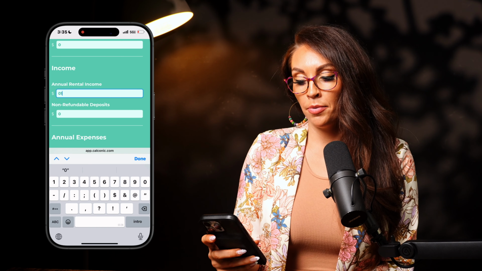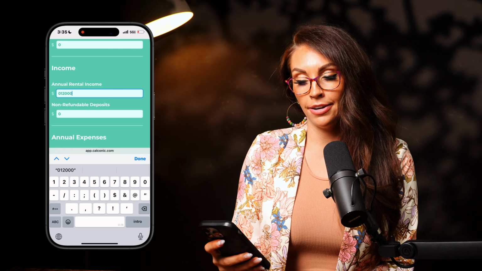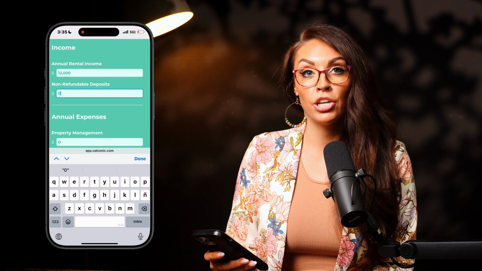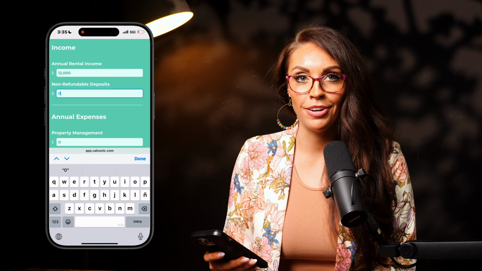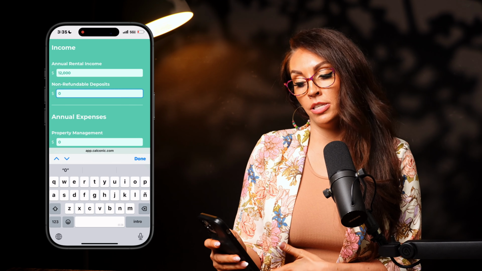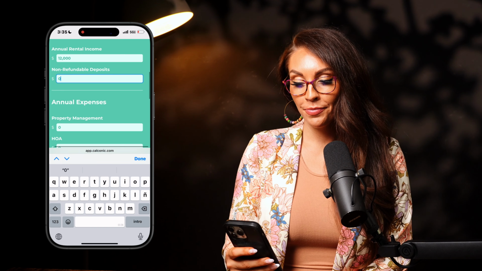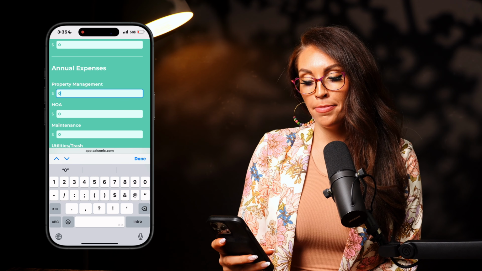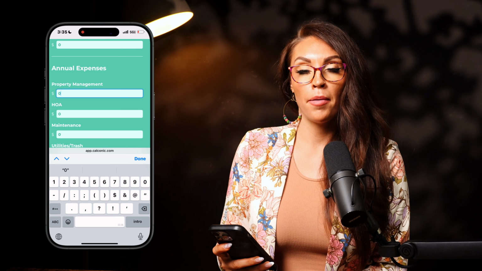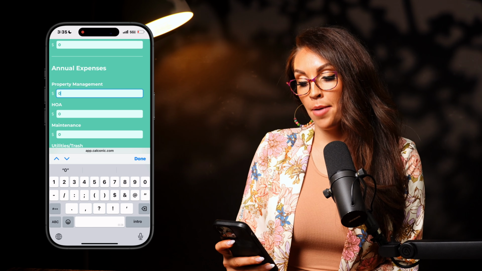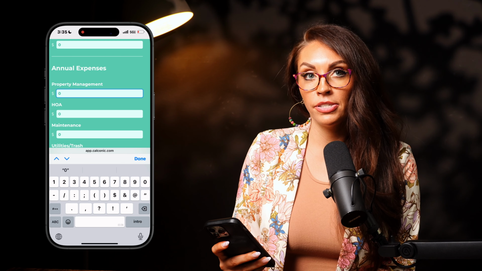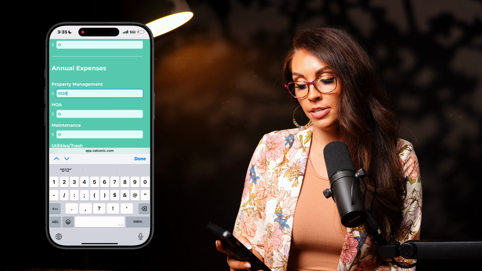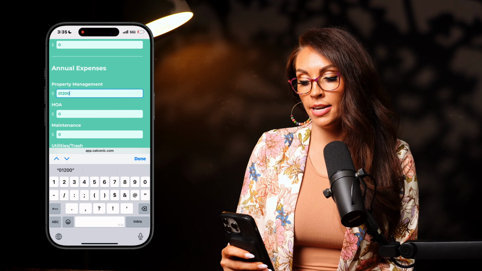So annually, that would be $12,000 a year for easy math. Non-refundable deposits are going to be any portion of a security deposit that is automatically non-refundable that you're going to keep. That way there's a spot here for you to clock that as income. I'm going to leave it as 0 in this case. We're going to scroll down to property management. If you're planning on managing the property yourself, this will stay 0. For me, we typically pay about 10% of our rental income, which would be about $100 a month or $1,200 a year. So I'm going to put that in here.